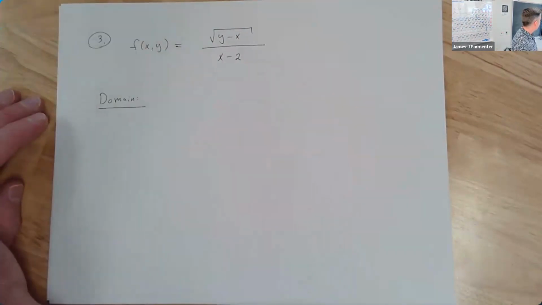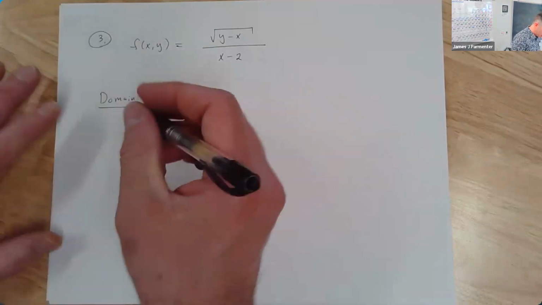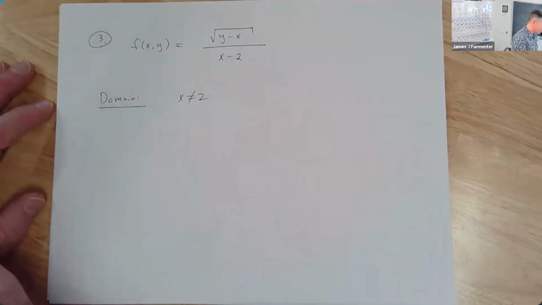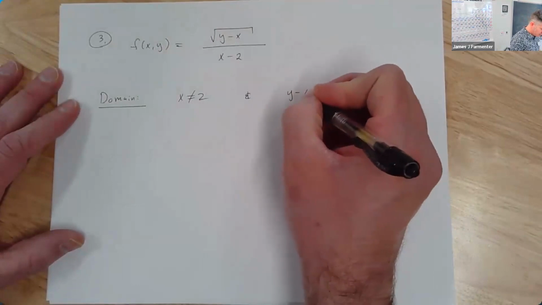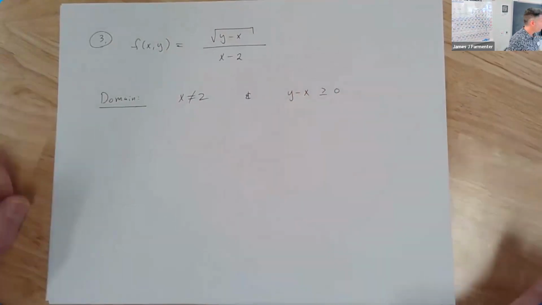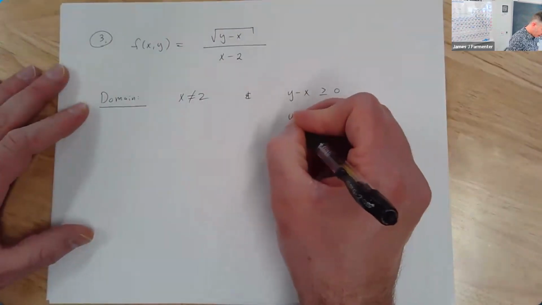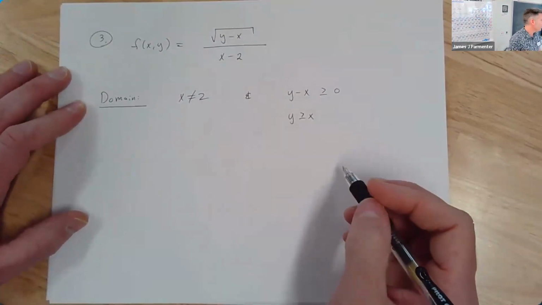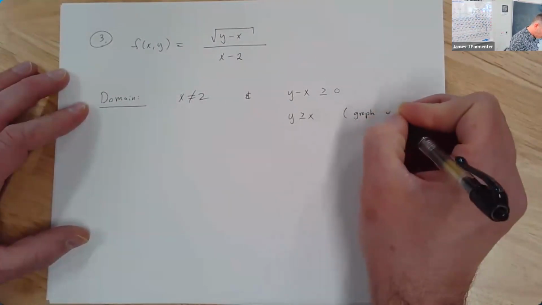So right off the bat, before I do anything else, I know for sure that x can't be equal to what positive number? Right. x can't equal 2. In addition to that, we also have to say that the insides of that square root are greater than or equal to 0, which I would probably rethink of as y greater than or equal to x. So what I'm going to do when I graph this domain, because I do like graphing the domain, is I'm going to graph the line y equal to x.